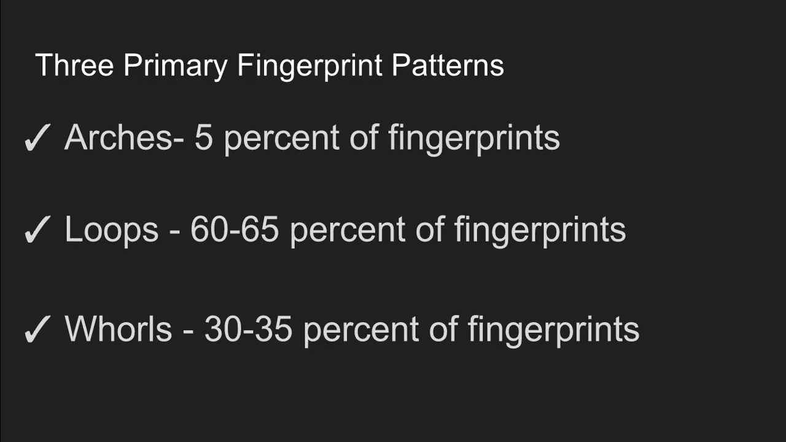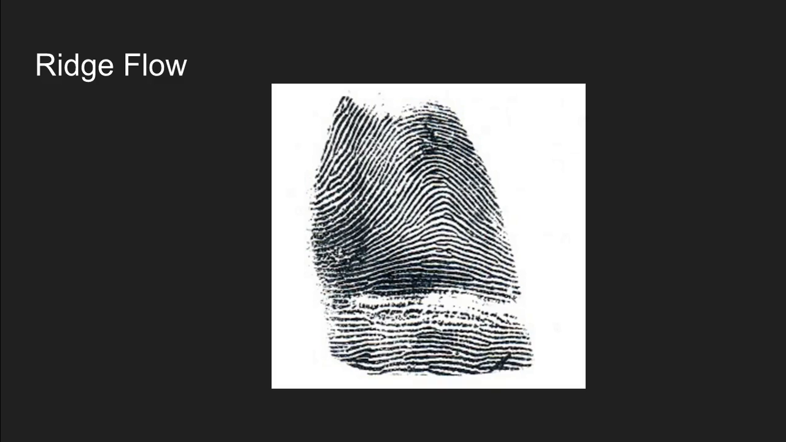Now how do we figure out what type of fingerprint it is, if it's an arch, a loop, or a whorl? Well, one of the main things we look at is what's called ridge flow. Ridge flow is basically what happens to the ridge as it moves in from one side and out from the other side. So we can see this particular fingerprint is an arch. And again, arches are the least common, only about 5% of fingerprints.